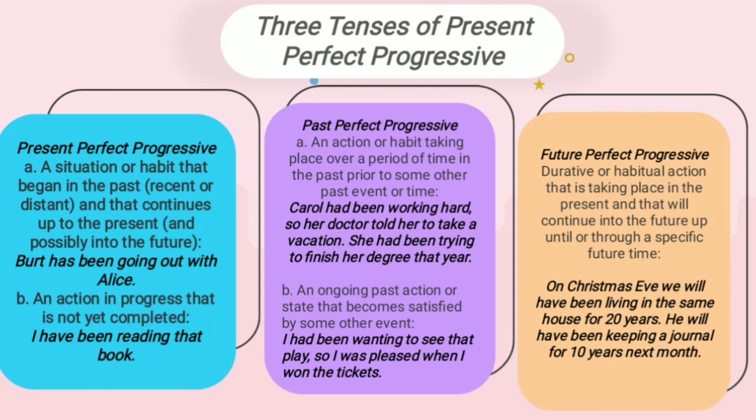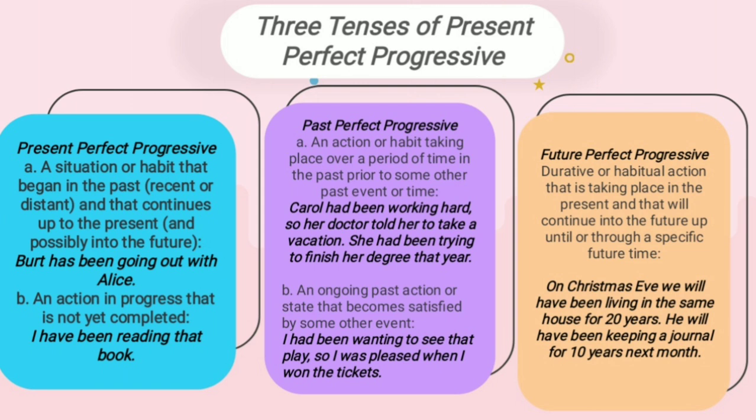So now let's proceed naman sa past perfect progressive, an action or habit taking place over a period of time in the past prior to some other past event or time. So for example, Carol had been working hard, so her doctor told her to take a vacation. She had been trying to finish her degree that year. So letter B, an ongoing past action or state that becomes satisfied by some other event. So for example, I had been wanting to see that play, so I was pleased when I won the tickets.